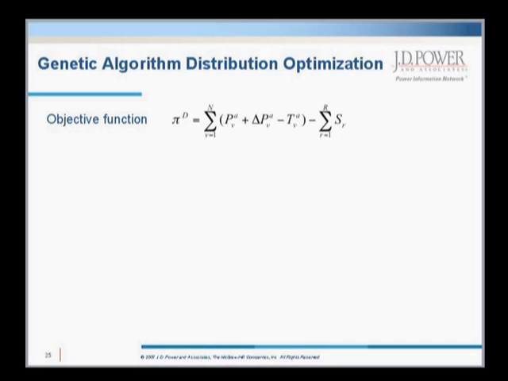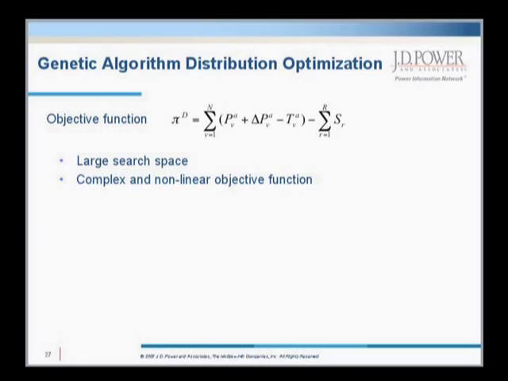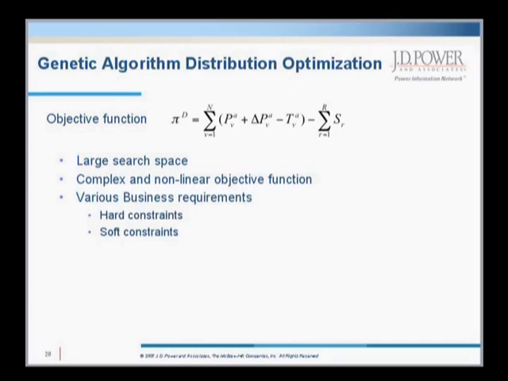Then which method should we use? This is a typical combinatorial problem with a very large search space. Every day, if we try to distribute 2,000 units among the 25 auction sites, the solution space could be as large as 25 raised to the 2,000th power. We already mentioned earlier, this objective function is very complex. It's nonlinear. And also, we're under various business constraints.